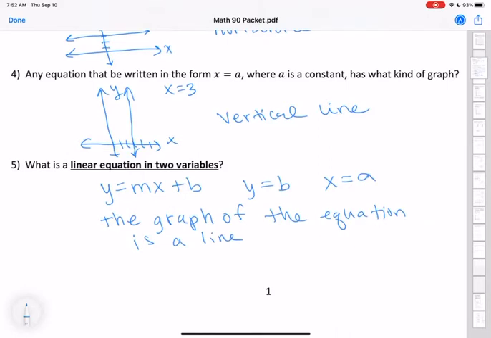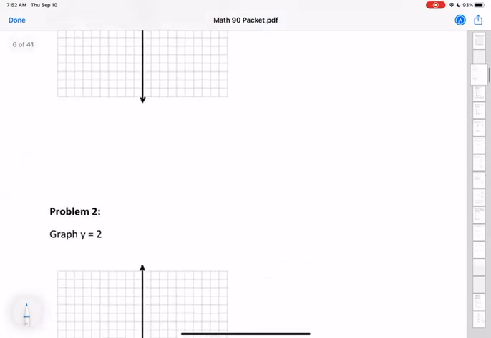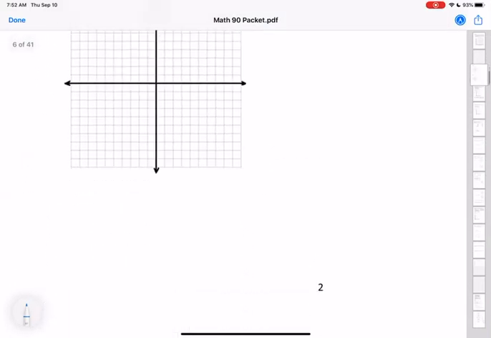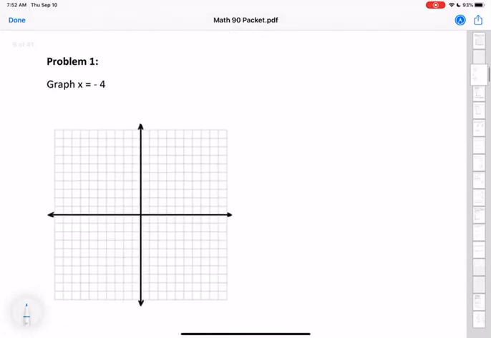All right, cool. Now on the next page, I think I have 2 problems. I have x equals -4 and y equals 2. So go ahead and hit pause real quick and try to graph both of those problems and come back when you're ready.